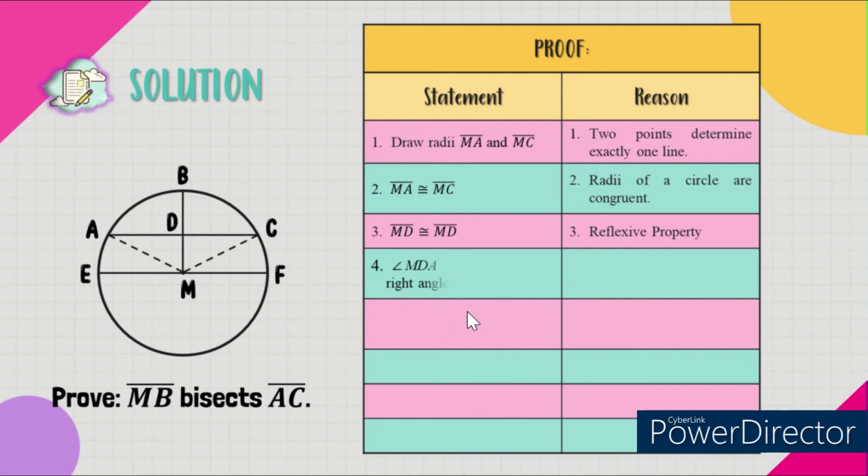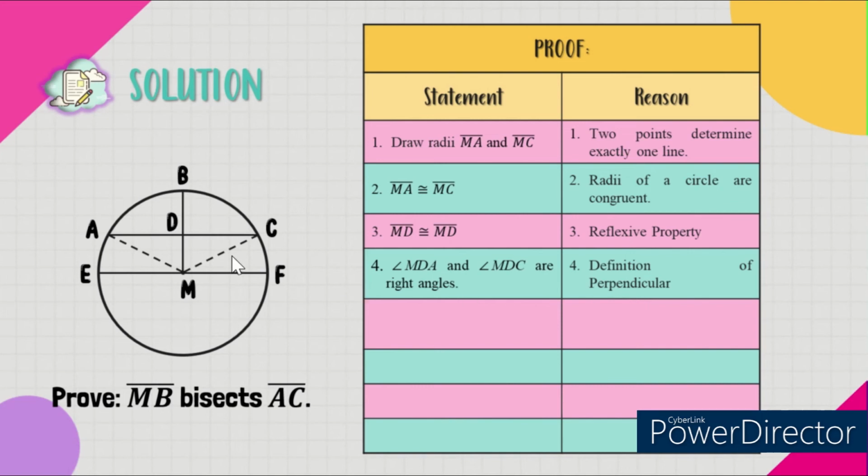Okay, so statement number 4. Angle MDA and angle MDC are right angles. And the reason is the definition of perpendicular. So when I say perpendicular, again, a perpendicular is when two lines meet or intersect at exactly 90 degrees.